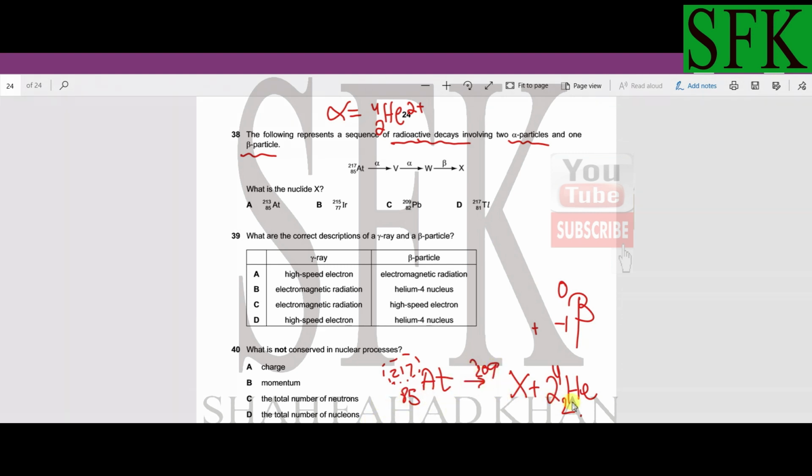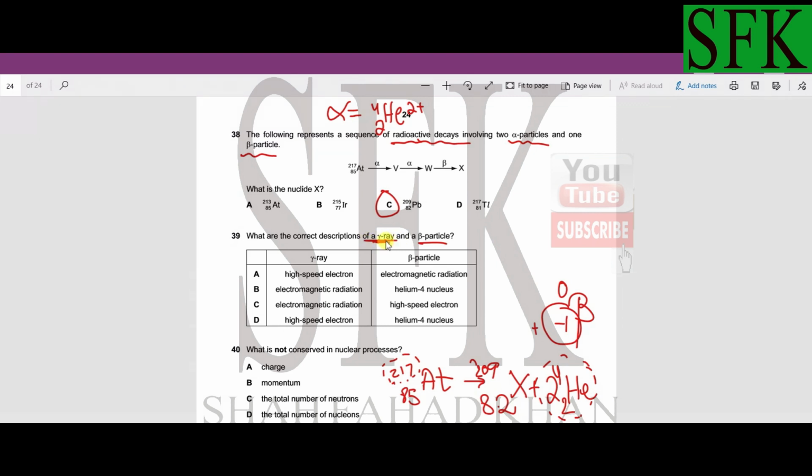Now the other thing, due to this -1 it will become 86, and then from 86 we'll have to remove 4 protons as well because of the 2 alpha particles, so it will become 82. So it's actually lead. 209 and 82 is lead. So option C is the answer for 38. Now let's move on to 39. What are the correct descriptions for gamma ray and beta particle?